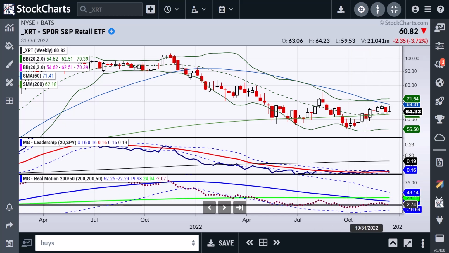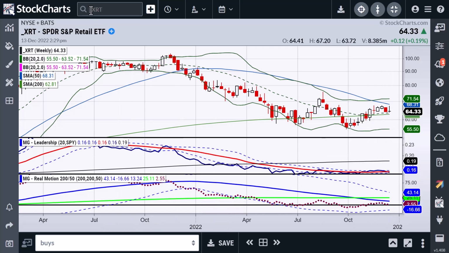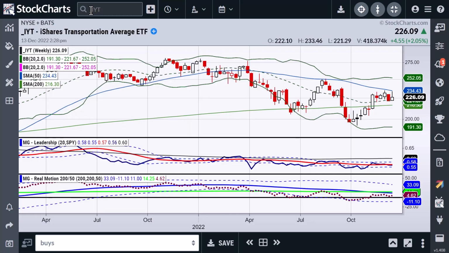Sure, momentum was getting better, but it never got anywhere near to the momentum it was in August, number one. And number two is it certainly hasn't even come close to getting through the 50-week moving average. So this is all what you're going to be looking for, whether it's the beginning of 2023 or in any particular chart you decide to put up here. Now with transportation, same thing.